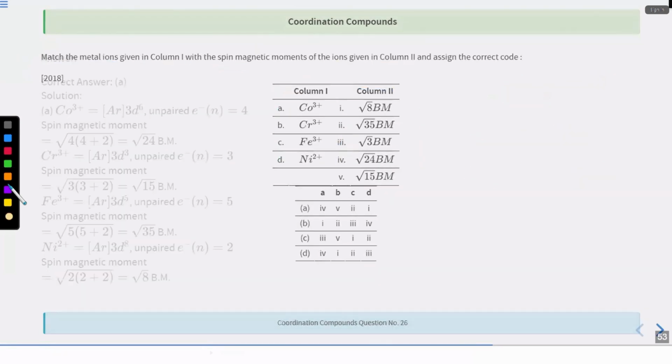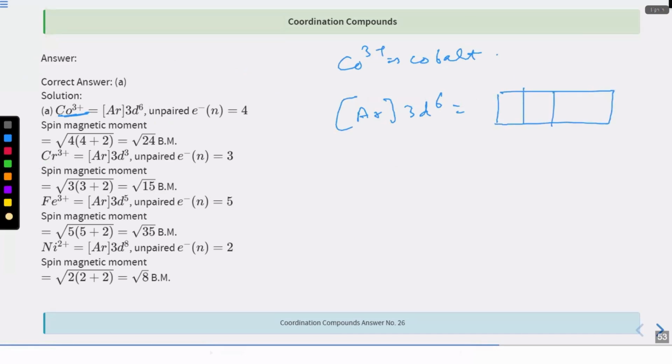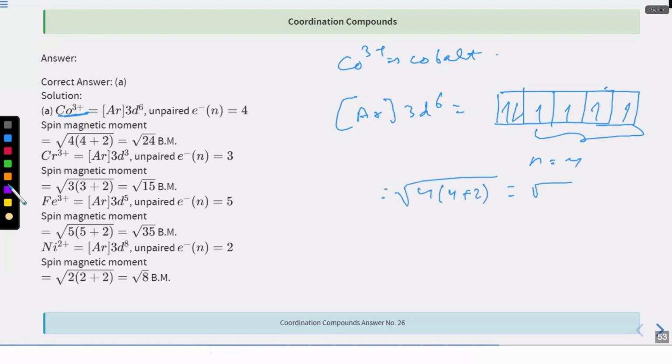Co3+, okay, it is given here. So Co3+, Co is cobalt. I hope you must be knowing. So it is represented by argon 3d6. So if I draw it, it would be something like this. 1, 2, 3, 4, 5, 6. Firstly, all electrons will be drawn and then pairing starts. So there are 4 unpaired electrons. So n is 4 here. So it would be root of 4 into 4 plus 2, which is root 24, which is approximately 4.9.